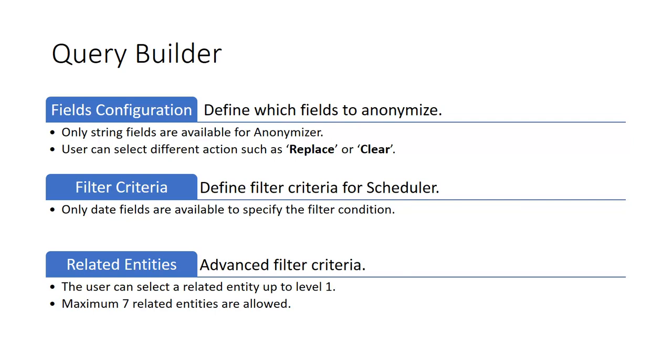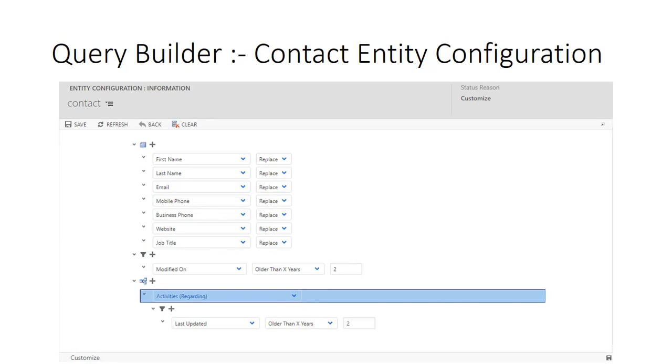In filter criteria, only date fields are available to specify the filter condition. In related entities, the user can select a related entity up to level 1. Maximum 7 related entities are allowed. This is how Query Builder will look after the fields configuration.